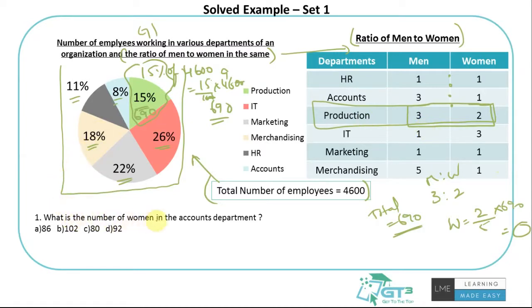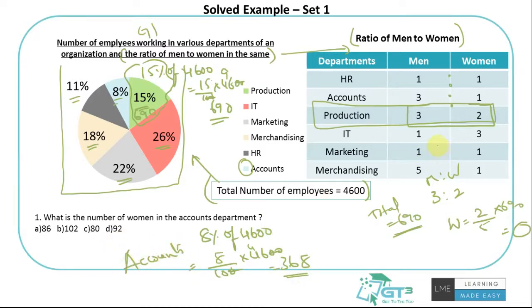What is the number of women in the accounts department? Similar to what we have done here. So accounts department, this 8%. So what is the number of people? 8% of 4,600. So that is 8 by 100 into 4600. 8 6s are 48, 8 4s are 32, 368. That's the total number of people in accounts.